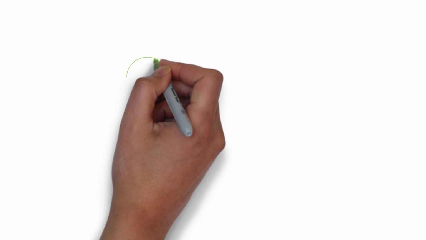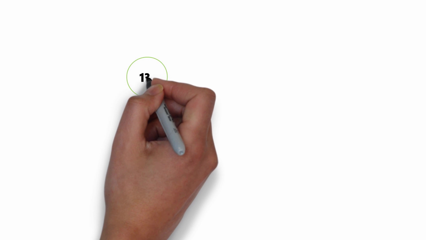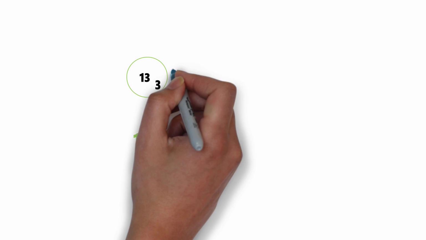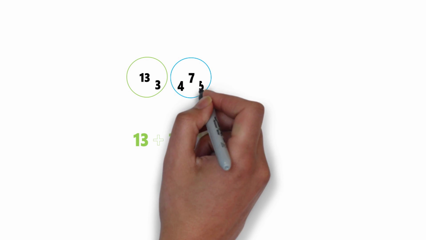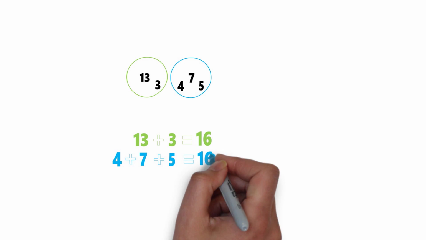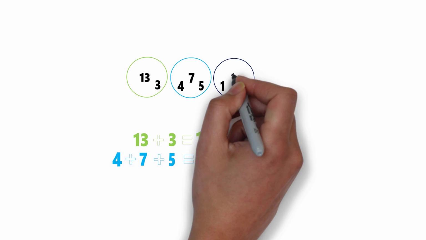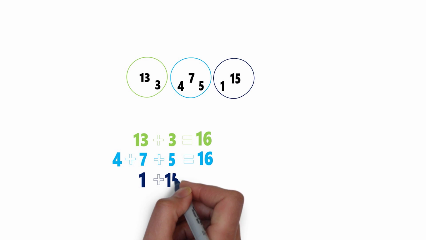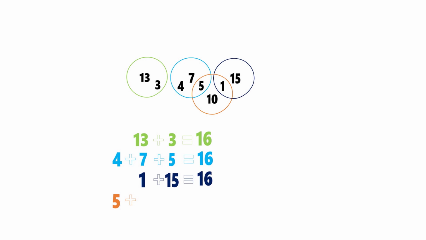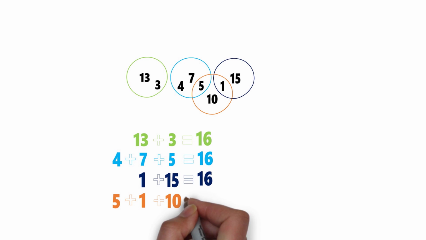For example, let's look at the green circle. We have numbers 13 and 3, and 13 plus 3 equals 16. In the blue circle, we have numbers 4 plus 7 plus 5, and all of them add up to 16. In the black circle, we have 1 and 15, which also adds up to 16. And in the orange circle, we have 5 plus 1 plus 10, which also equals 16.